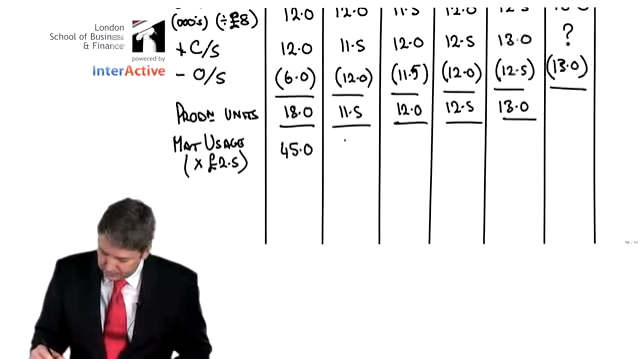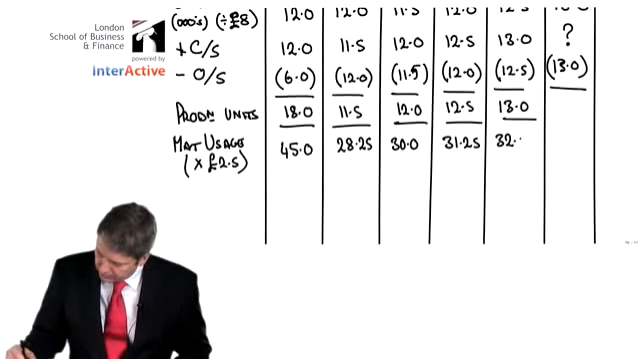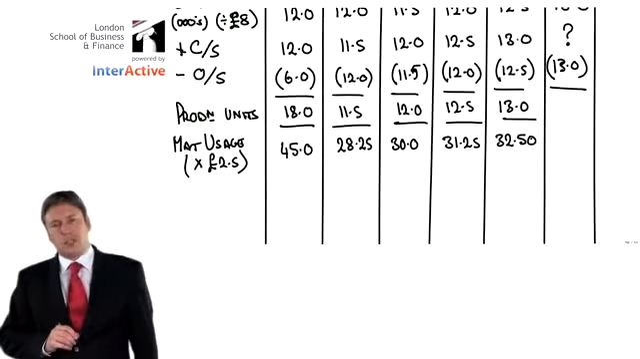we get 28.25, we get 30, 31.25, and 32.5. So we've got our material usage.